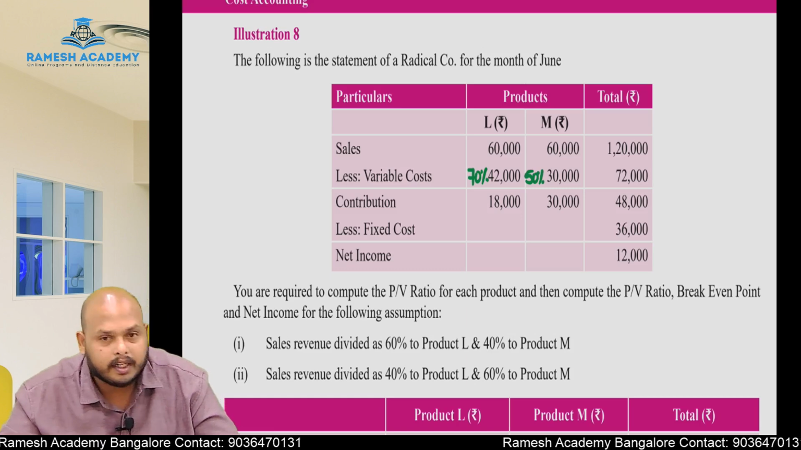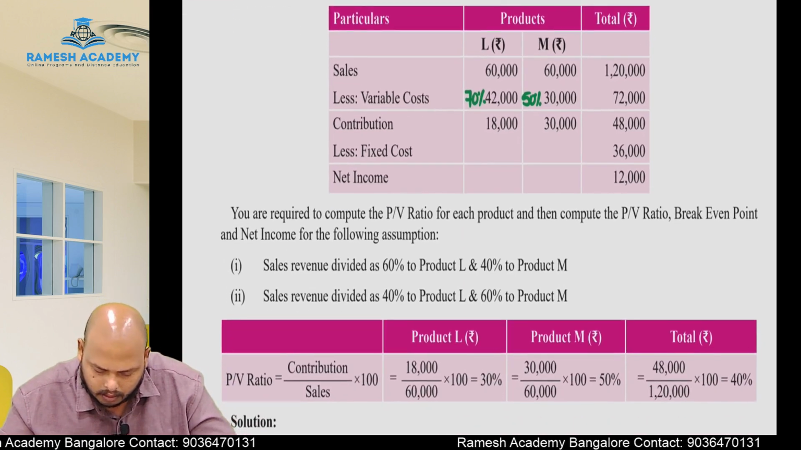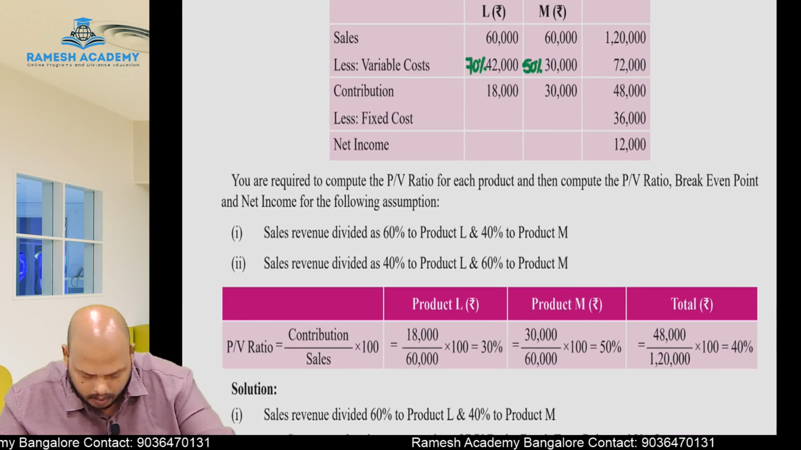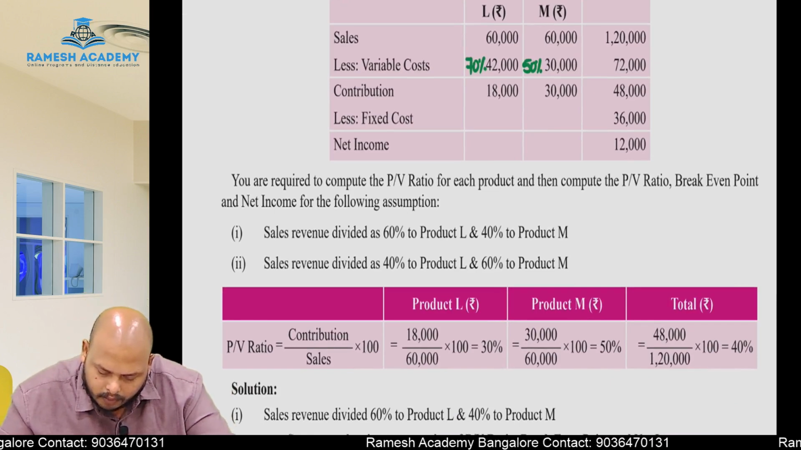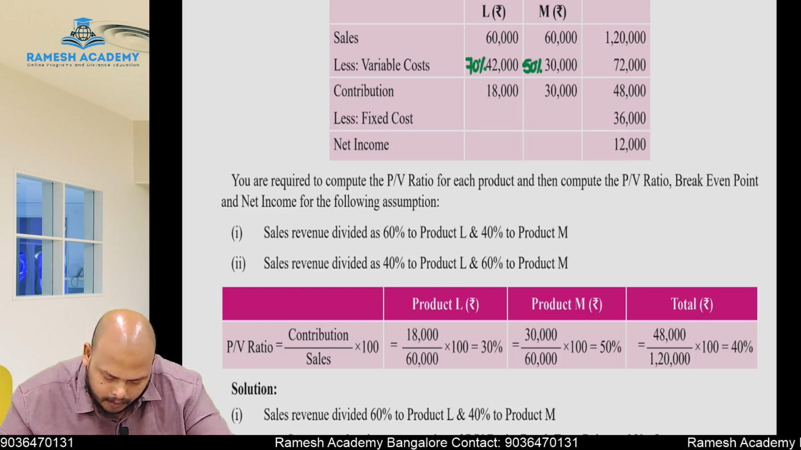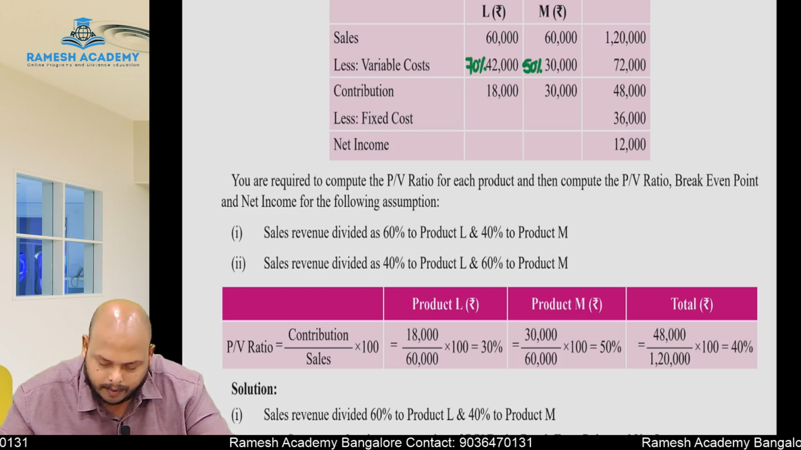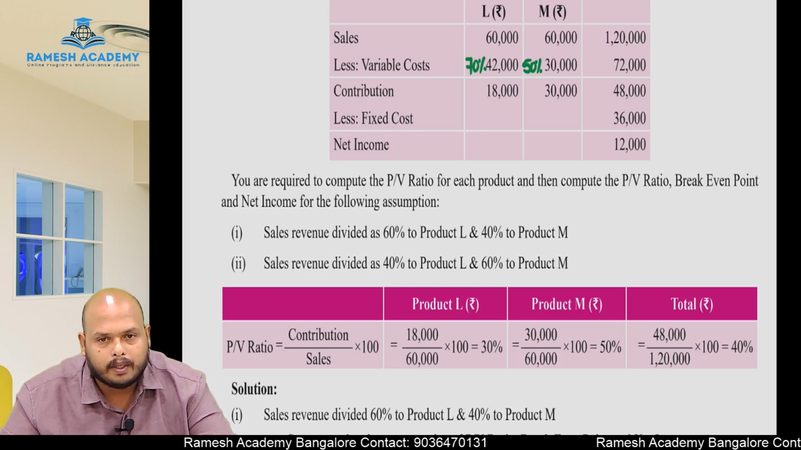So how much is the net income? The net income is 12,000. Nice. You are required to compute PV ratio for each product. Then compute the PV ratio, break even point, net income for the following assumption also. Good. You are required to compute the PV ratio for each product.